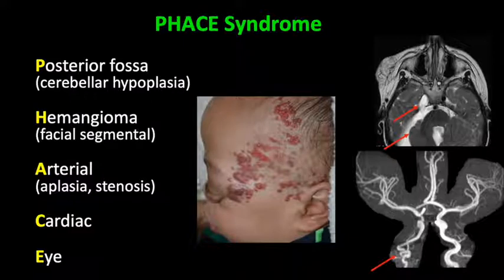The lower image shows you another kind of fairly common vascular anomaly that we may see in these patients. This kind of corkscrewing of the ICA just below the skull base is a very common appearance as well.